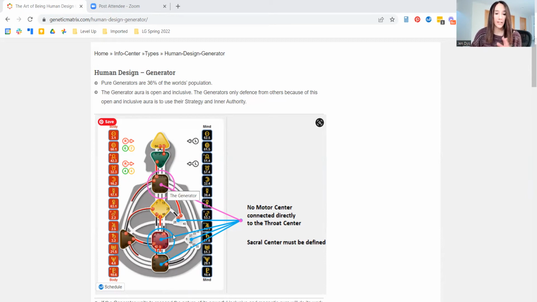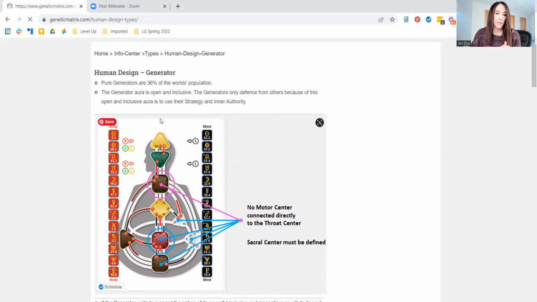So that is the difference between the generator and the manifesting generator: there are different definitions on how it breaks out. But basically you have the sacral center defined, and that sacral center is what makes you a generator. So that is more information on what the generator type is. And then there can be different combinations of the different centers that are defined.